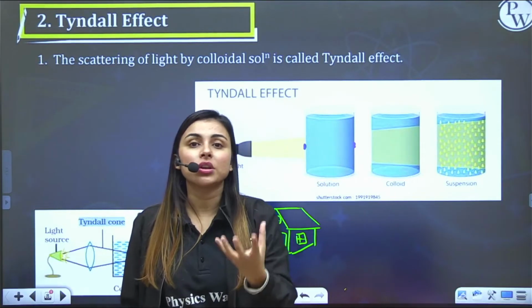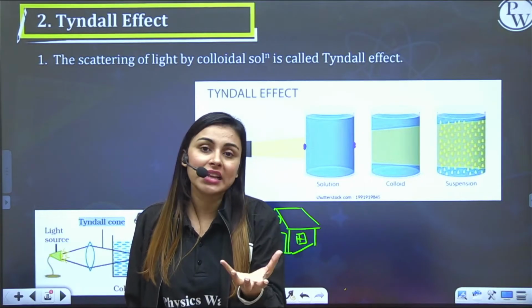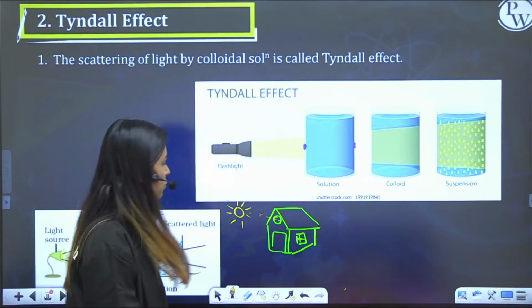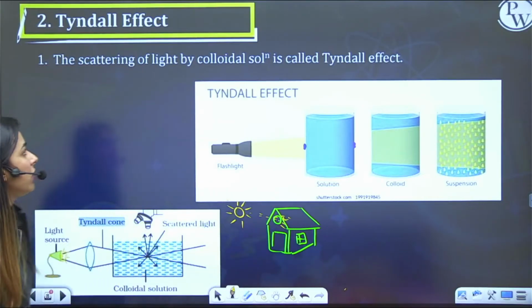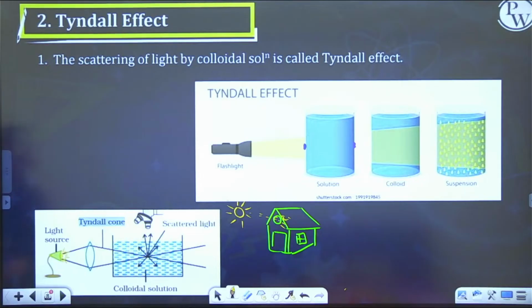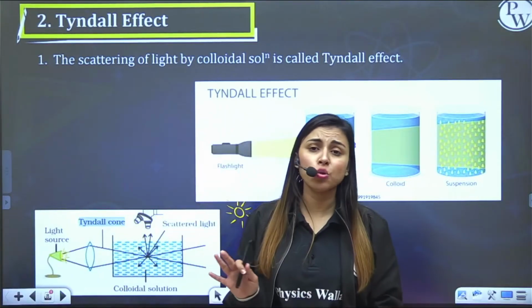That is what is known as the Tyndall effect. Your particles are scattering the light and you can see that. So the scattering of light which you can see inside the room is the Tyndall effect. The scattering of the light by the colloidal solution is called the Tyndall effect. I hope you got the idea.